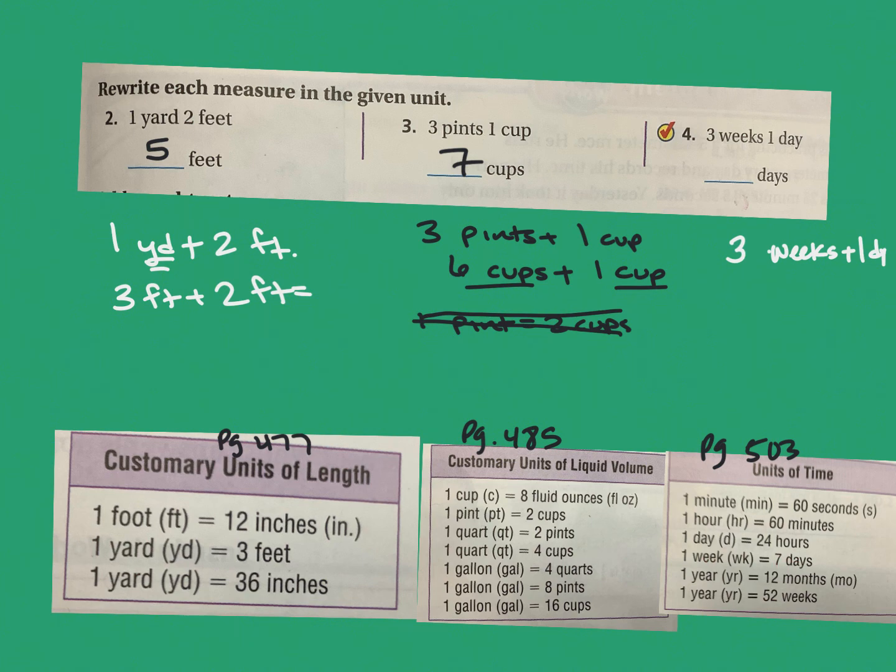So 1 week is equal to 7 days. And I need it to be 3 weeks. So to change 1 to a 3, I would multiply by 3. To keep this equivalent, I would multiply this by 3. 7 times 3 is 21. Thank you, Mrs. Sanchez, for making me memorize my math facts. You're welcome. 21 days. Plus the 1 day that was already there. 21 days plus 1 more day equals 22 days.